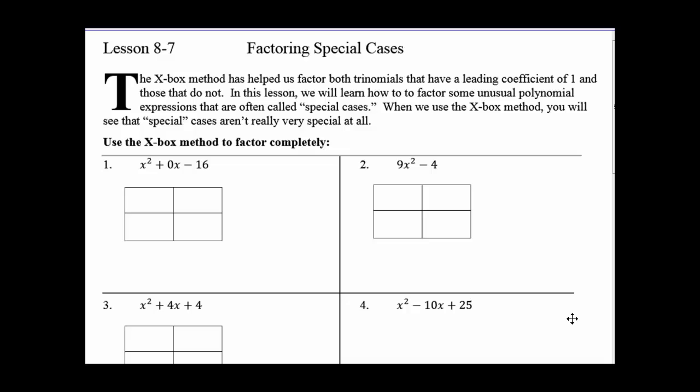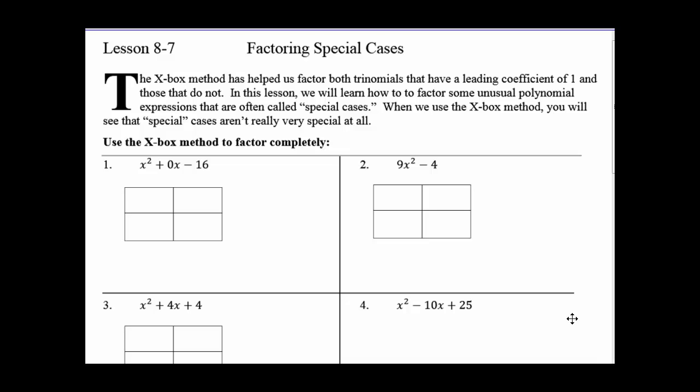This is lesson 8-7. We're now factoring special cases. The X-box method, which we just were talking about in the last two little sections, has helped us factor both trinomials that have a leading coefficient of 1 and those that do not. In this lesson, we're going to learn how to factor some unusual polynomials, what we call special cases. We're going to use the X-box method to factor completely.